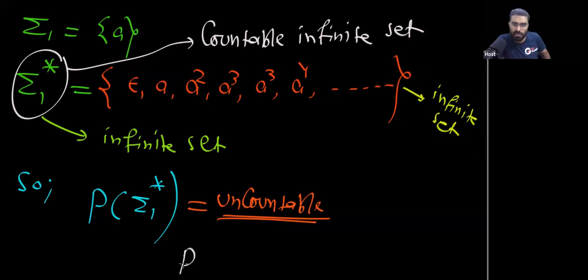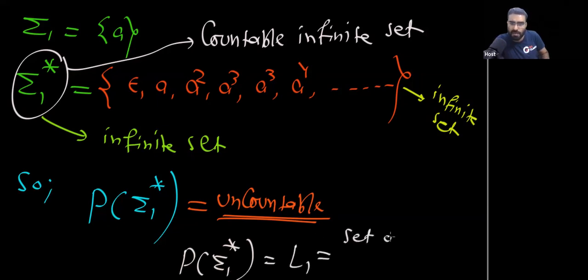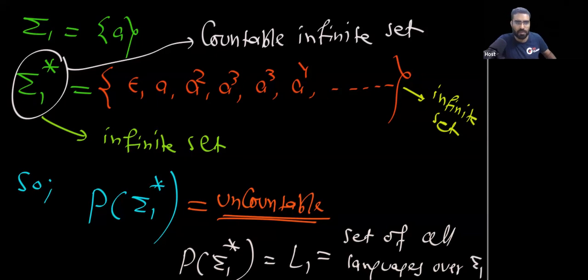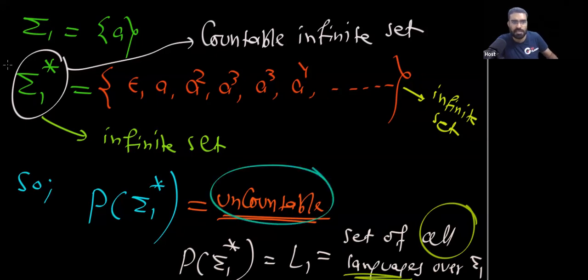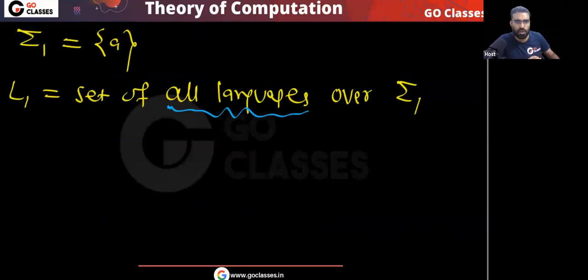The power set of sigma 1 star will be uncountable, and in this question, the power set of sigma 1 star is L1. That is the set of all languages over sigma 1. So very simple: the set of all languages is uncountable. Is this clear? Similarly, you can do it for sigma 2 also.